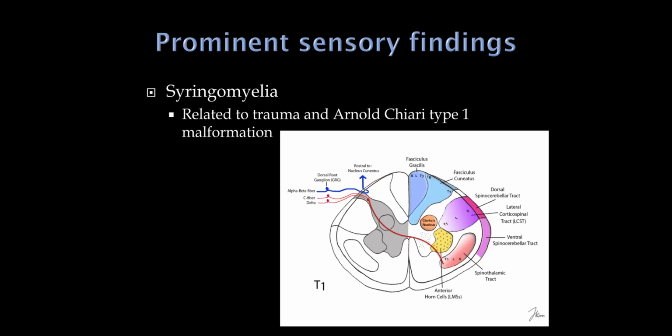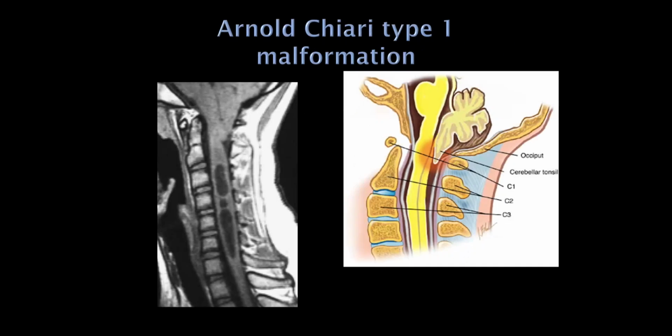The other thing that is commonly associated with it is Arnold Chiari type 1 malformations. And Dr. Deich will explain this in more detail, so I'll just give you the big picture here. In an Arnold Chiari malformation, we have low-lying cerebellar tonsils. These are extending down through the foramen magnum. Okay, so that is abnormal. And these low-lying tonsils tend to promote the development of a central cavity in the cervical cord.